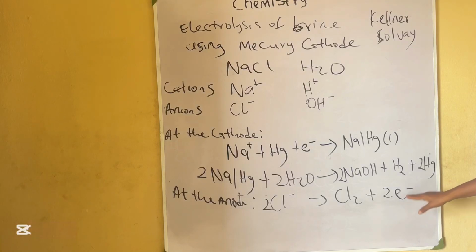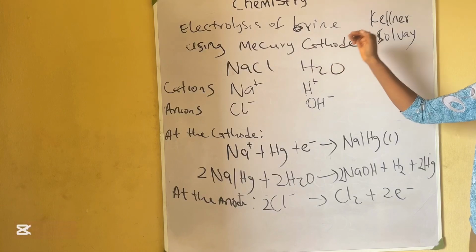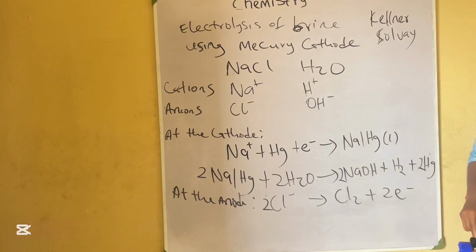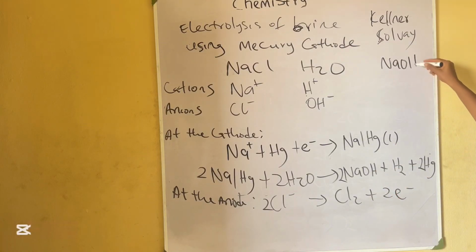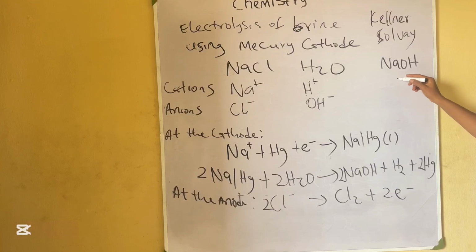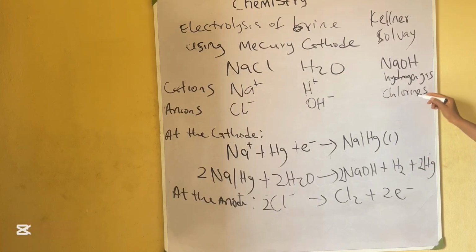So as you can see, the product of electrolysis of brine is the same whether you use mercury cathode or graphite electrode. They are the same thing. So what are the products? Sodium hydroxide, hydrogen gas, and chlorine gas. These are the major products that are produced. This mercury is very expensive, so it can be reused again to carry out this electrolysis.